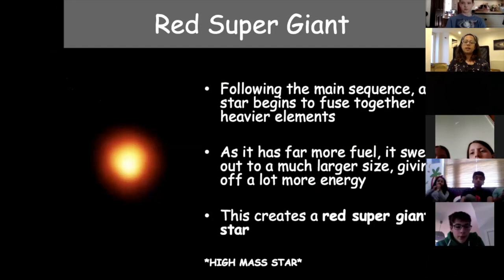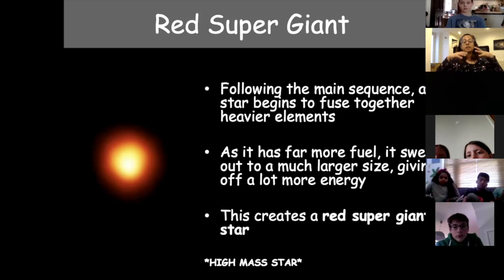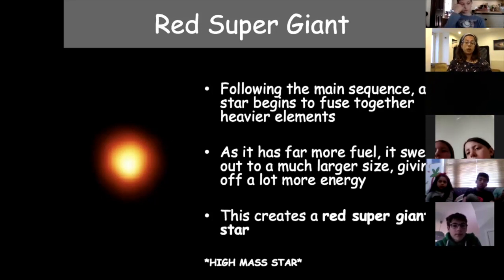So you have your red supergiant. It lives in the main sequence and then it dies faster because it's so much bigger, but it can fuse heavier elements like iron. It has a lot more fuel, and that means when it starts to die, it does blow off into a red supergiant. It's much, much bigger and it gives off a lot more energy, and that's what we call the red supergiant phase, for these high mass stars.